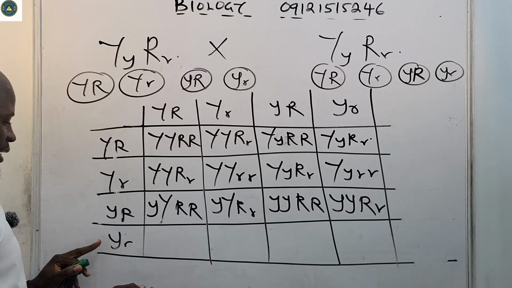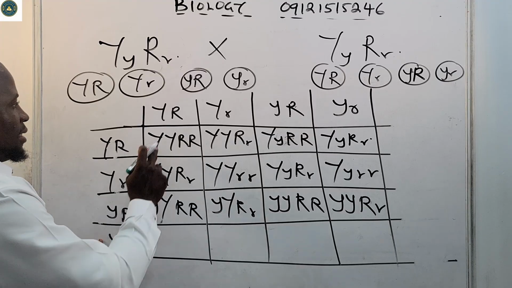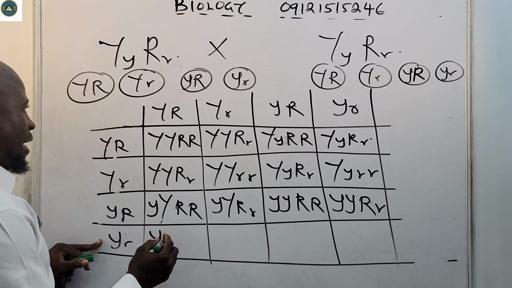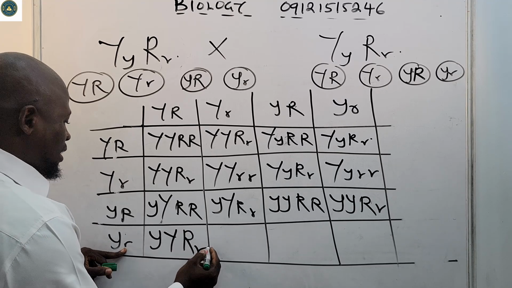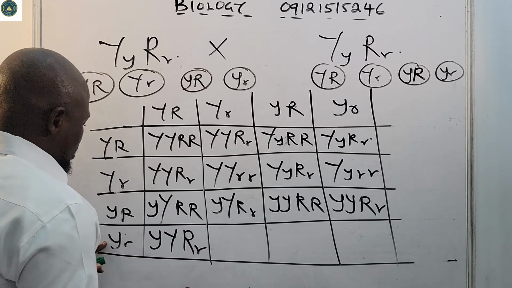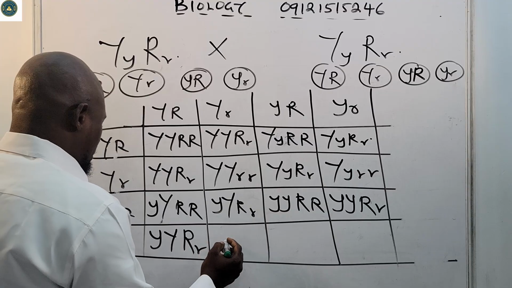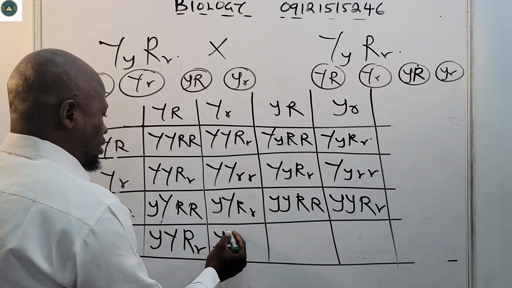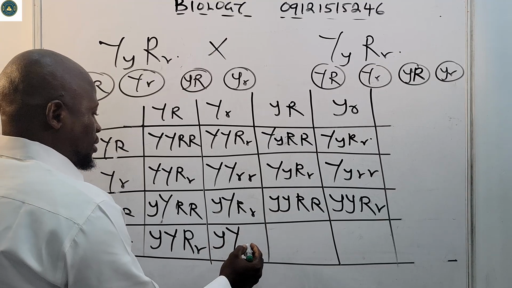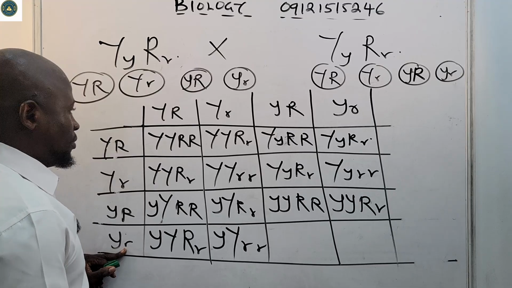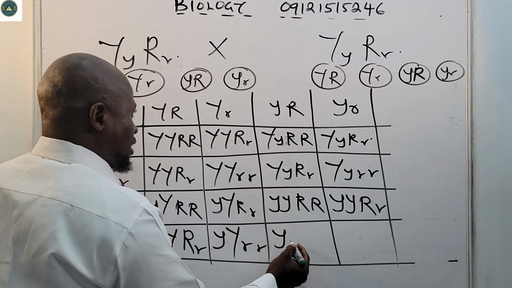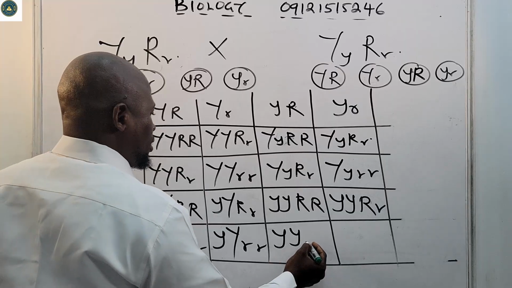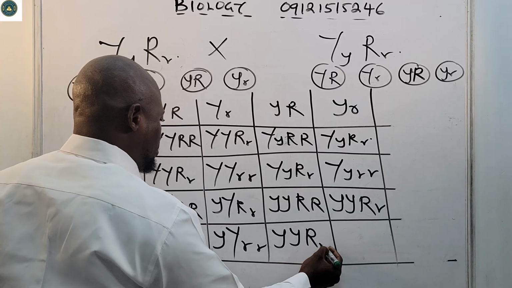All together. Then this also will multiply this. I'm going to have small letter Y, capital letter Y, capital letter R, small letter R. All together. So this will multiply this also. I'm going to have small letter Y, capital letter Y, okay, small letter R, small letter R. So this will multiply this also. I'm going to have what now? Small letter Y, small letter Y, okay, capital letter R, small letter R.